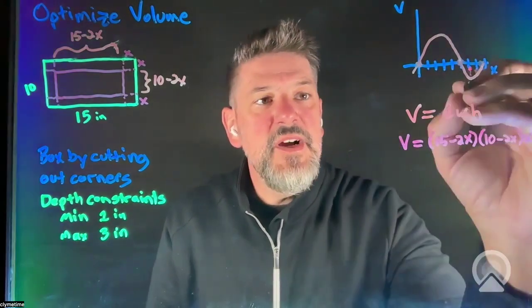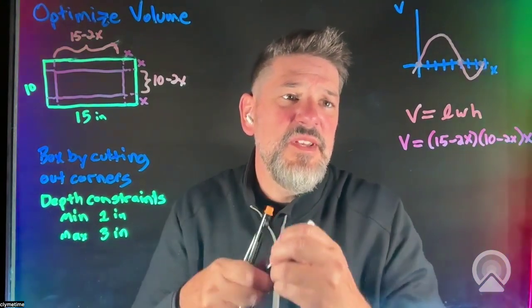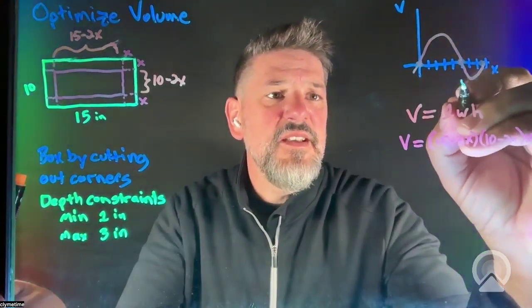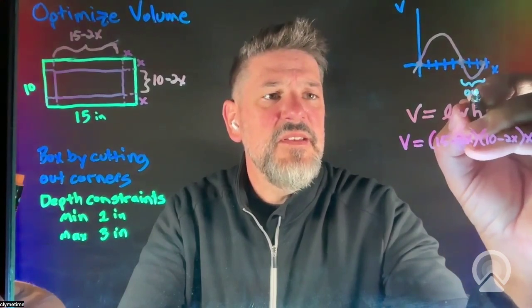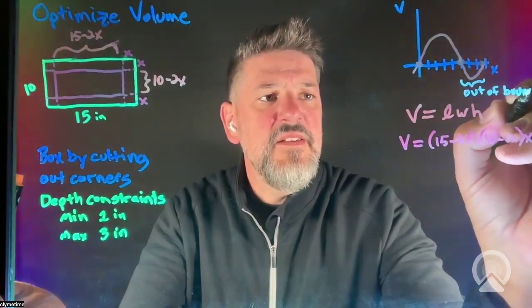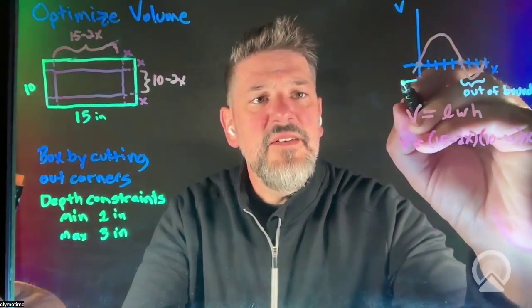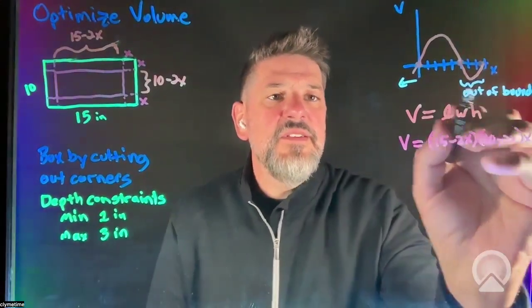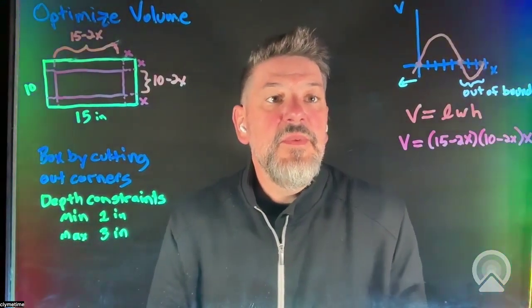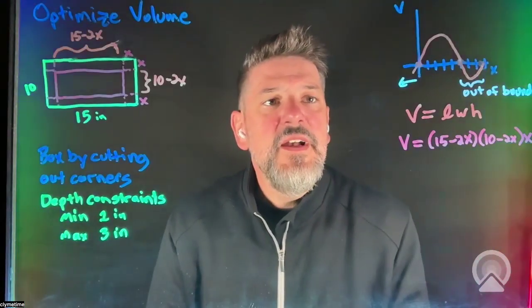But because we're talking about the volume of a box, we know that it doesn't make a whole lot of sense for our volume to be negative. So this is out of bounds, because negative volume doesn't make any sense in this case. Everything here is also out of bounds. So out of bounds here, out of bounds here. And so this is really the target area we're interested in.